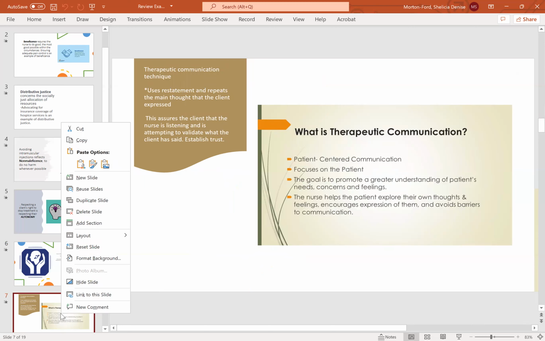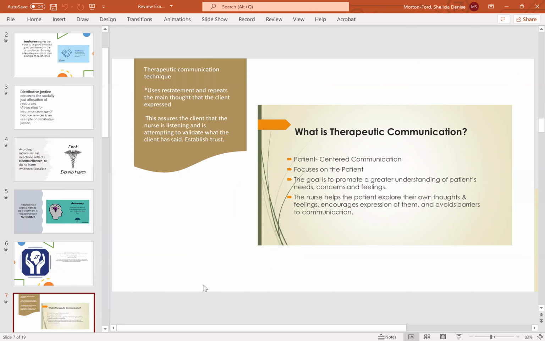Therapeutic communication techniques use restatement, which repeats the main thought that the client expressed. It's not changing up what you said, you're just restating. This assures the client that the nurse is listening and attempting to validate what the client is saying. And that helps you establish that rapport. Once they feel comfortable, they'll give you more information, the information that you need to do a good assessment so that you can provide those interventions for them.